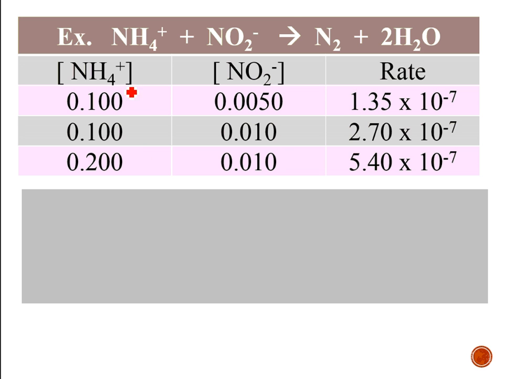Okay, so in the first example, experiment 1, 2, and 3, in the first reaction, we have 0.1 and 0.005 with this rate. Second reaction, 0.1 and 0.01, making this. And the third, we have that value. What we're looking for is when items are held constant, things changing. So we have a constant of ammonium while nitrite's being doubled, and we have a doubling. And then the second example, we have a constant here and a doubling, and we have a doubling.